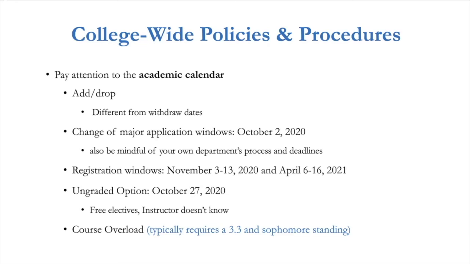The next dates to look at are the registration windows. Typically, these are the first weeks in November and April, which means advising happens the weeks right beforehand. There's also a date by which students have to submit an ungraded option form, and for fall 2020, that's October 27th. These are for free elective classes, and the instructor doesn't know when a student has chosen to take the class ungraded. They'll only find out if they look at their grades afterwards.